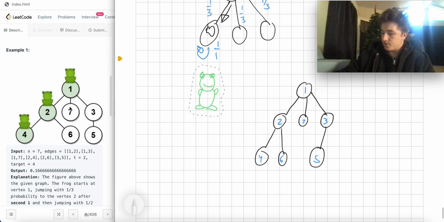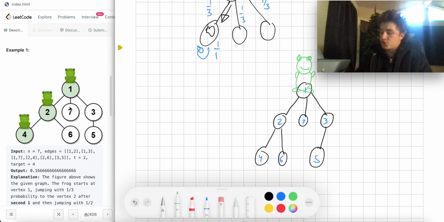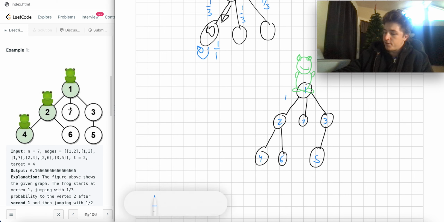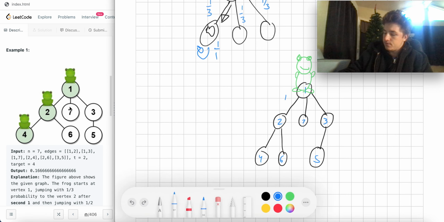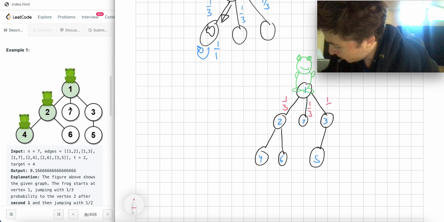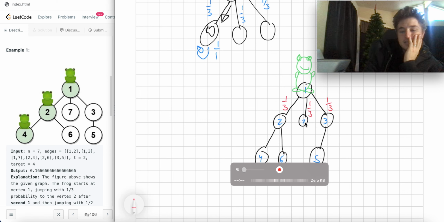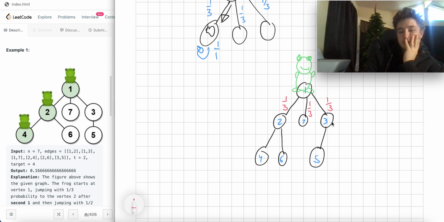I guess you can't do that in notes. So if my frog is here, right? With equal probability, it'll go to any child node, right? So there's a 1/3 probability. Let's do red. There's a 1/3 probability it goes down this link, right? There's a 1/3 probability, 1/3, 1/3, 1/3. Okay. So 1/3 of the time it'll go down here. 1/3 of the time it'll go down here. 1/3 of the time it'll go down here.